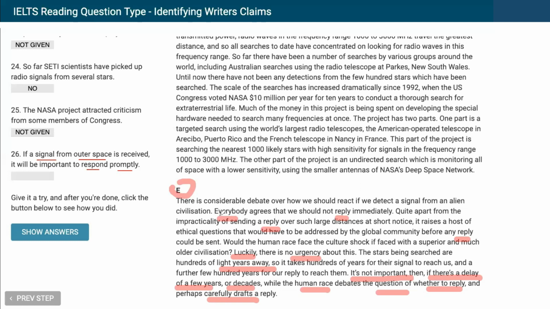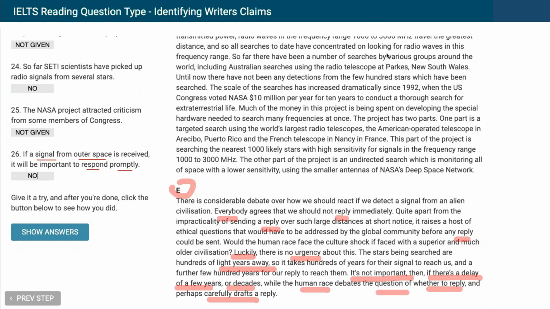And even here, everybody agrees that we should not reply. And so the writer is going along with this. And so in this case, I would say definitely no. This information in E contradicts the statement of number 26.